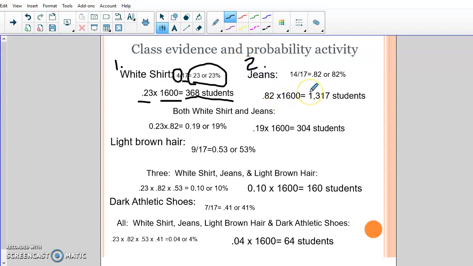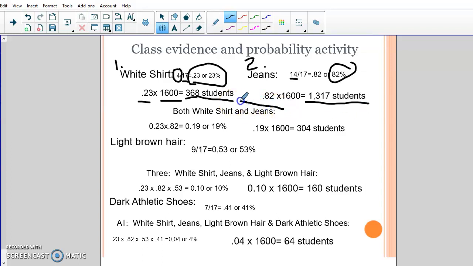So I'm going to ask, of the 17 students in my class, how many of you guys would be wearing jeans today? 14 of you said yes. So 14 divided by 17 is 82%. 82% of you would be wearing jeans. Okay, so I do 0.82 times 1,600, and that's about 1,300 students that are wearing jeans. That's way too many to take a look at.